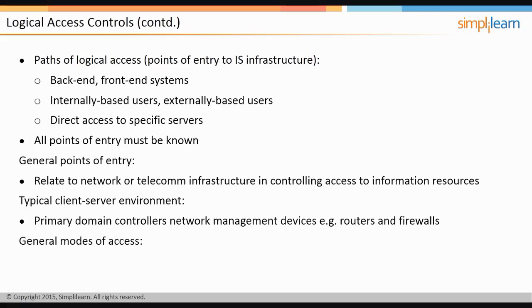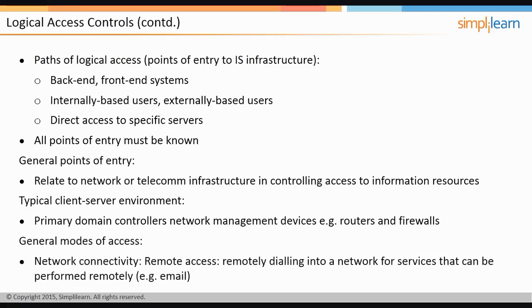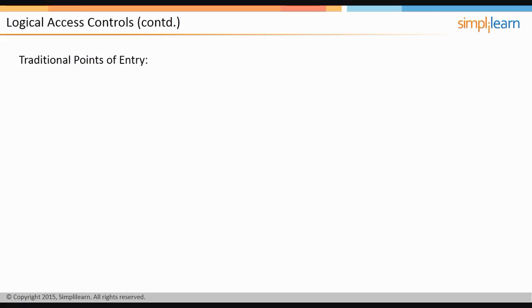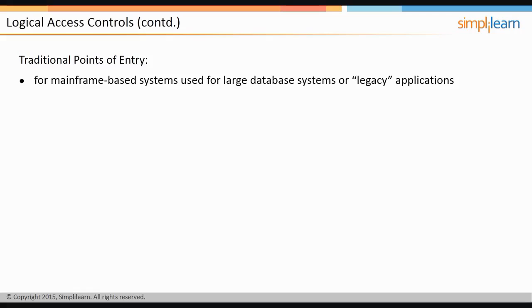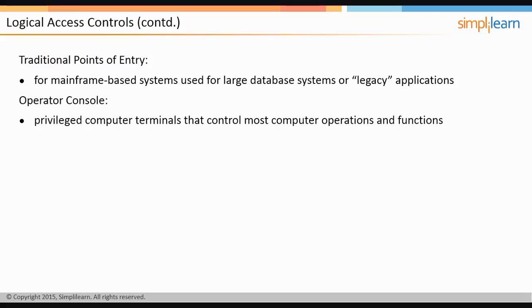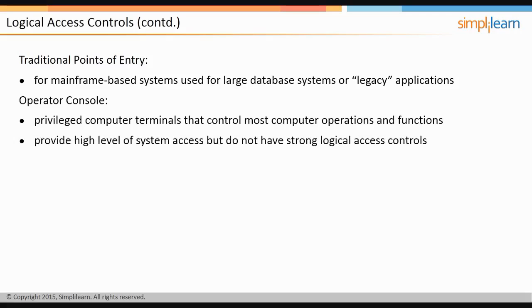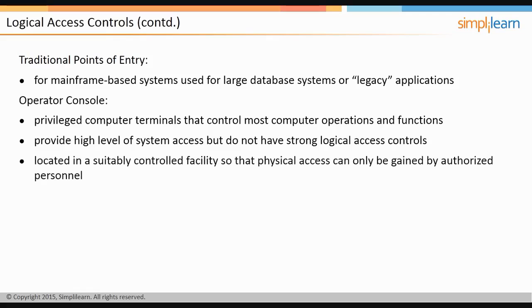General modes of access include network connectivity and remote access, which is remotely dialing into a network for services that can be performed remotely, for example, email. Traditional points of entry are mainly applicable for mainframe-based systems used for large database systems or legacy applications. Operator console: these are privileged computer terminals that control most computer operations and functions. They provide a high level of system access but do not have strong logical access controls. It is located in a suitably controlled facility so that physical access can only be gained by authorized personnel.